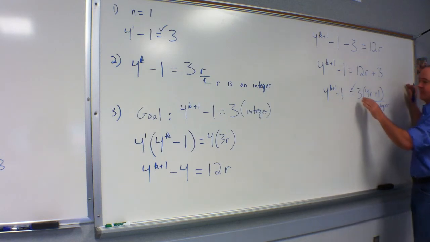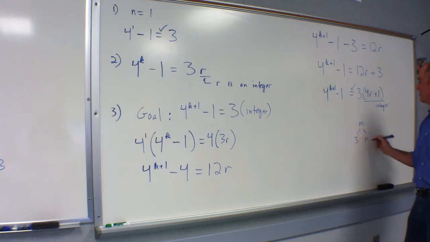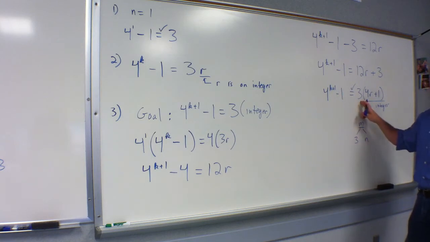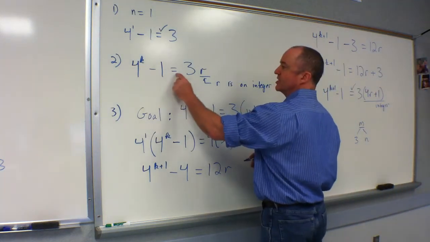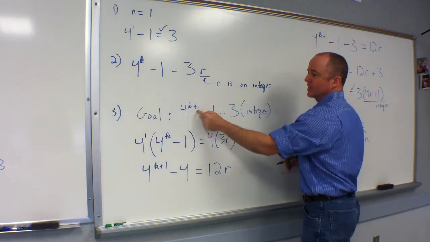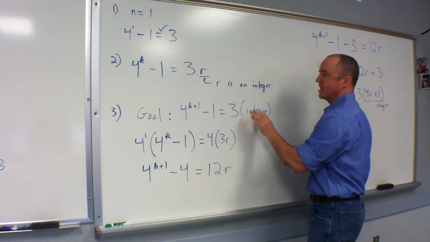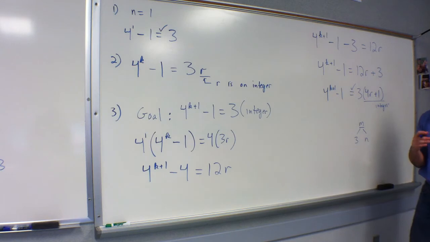Okay. If you can take any number you can imagine, m, and factor it into 3 times some other number, then this number is divisible by 3, right? That was our whole goal to prove. You assume that 4 to the k minus 1 is 3 times some integer. And then if you can assume that and prove that 4 to the k plus 1 minus 1 is 3 times another integer, then you know that this is always divisible by 3.